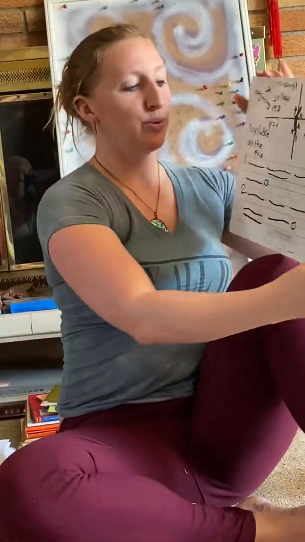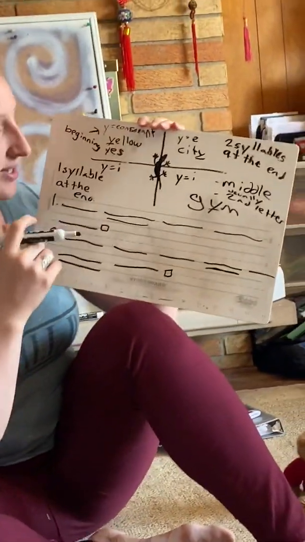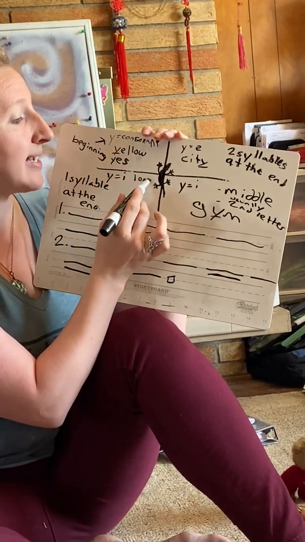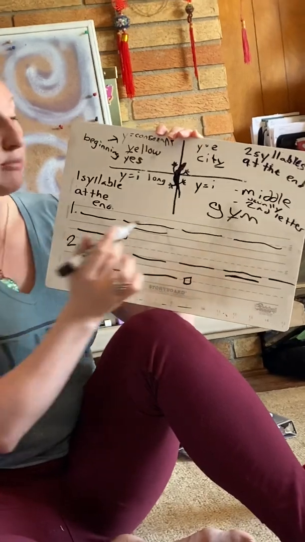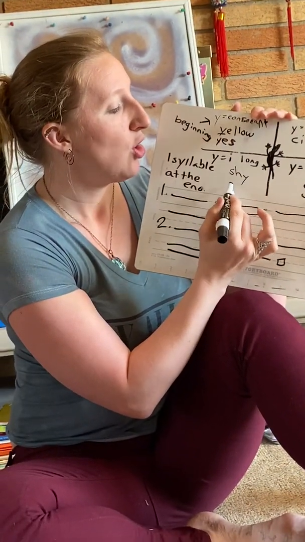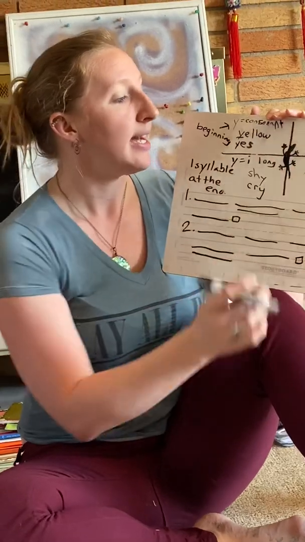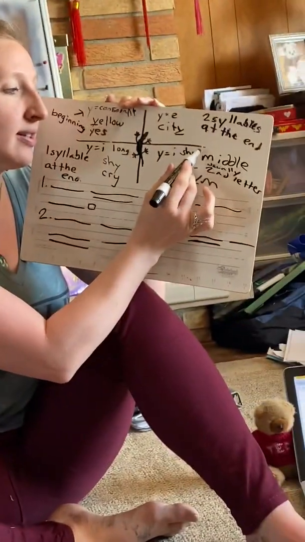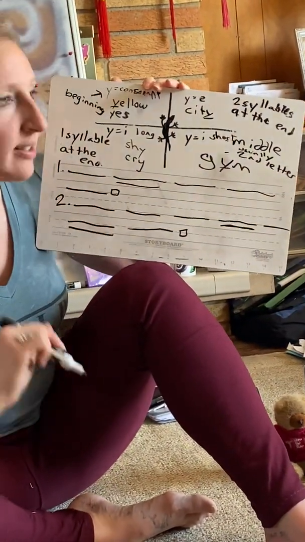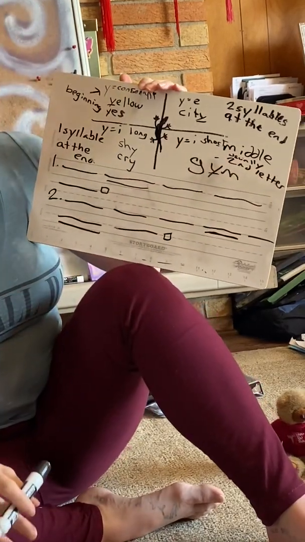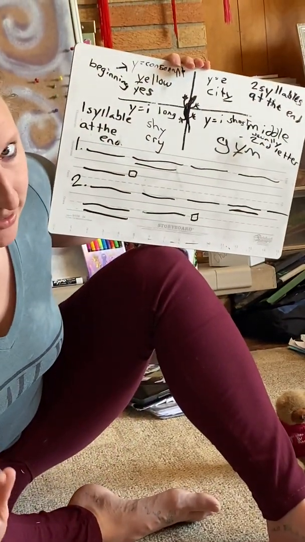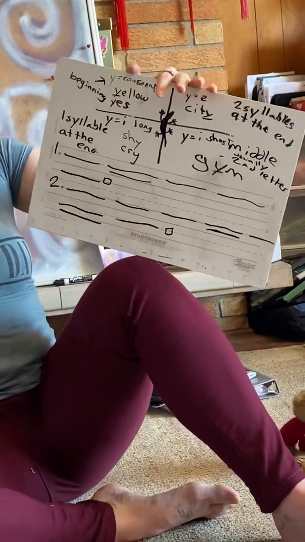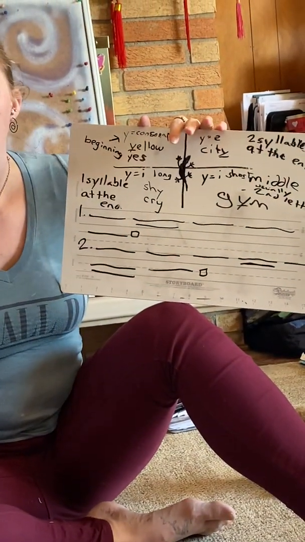So again, we're going to take a look at the rules before we get on to our sentences. Y as the long I sound, right? One syllable at the end, like shy or cry, right? And then middle for the Y for the short I sound, unless it has that sneaky magic E, like we talked about, should be in the middle and is usually the second letter, right? Usually.